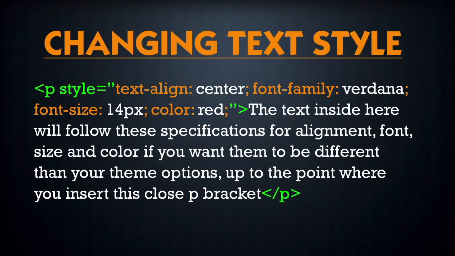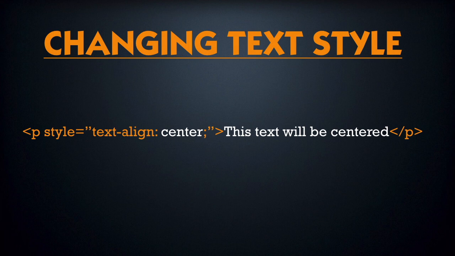The p-style tag is what you'll need to change how your text looks if you want it to be different than the way you have things set in your theme options. Some common adjustments might be the alignment, font, size, or color. Just leave any of those tags between the quotation marks out if you don't want that quality of the text to be altered. For example, if I only wanted to center the text without any other changes, I could just use this text align center part.